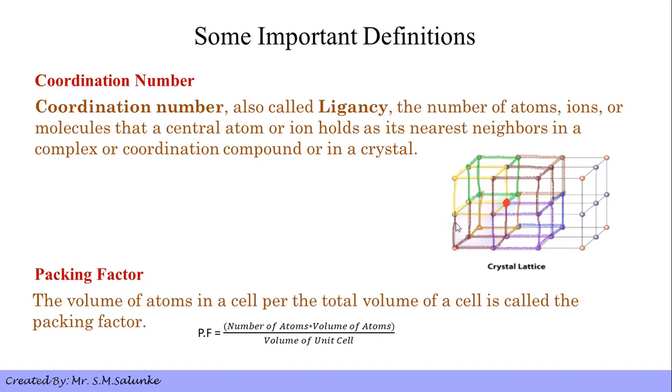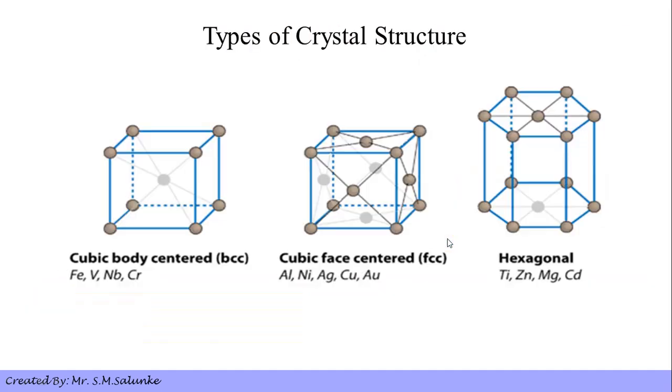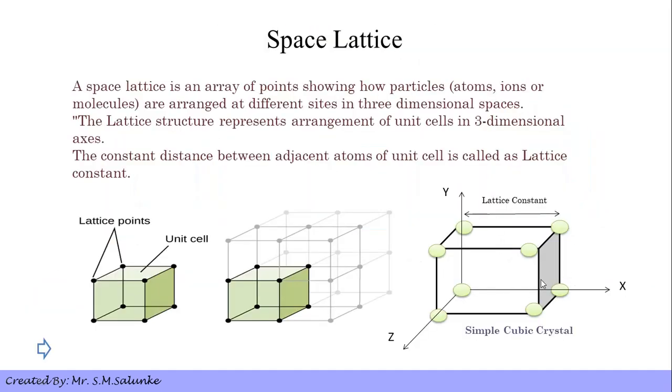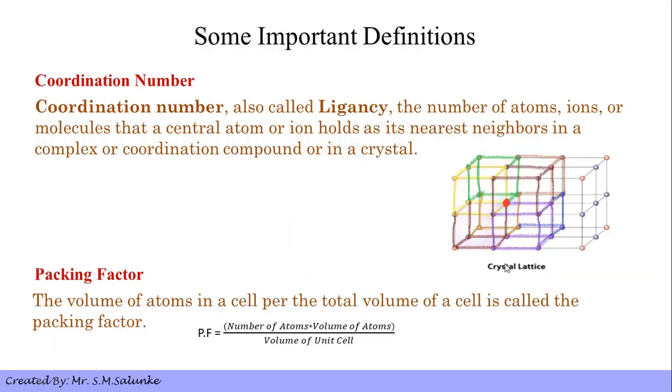So each atom is considered as a sphere, and for a sphere the formula of volume is 4 by 3 pi r cube, where r is the radius of sphere, divided by volume of unit cell. As we have discussed, the unit cell for us is a simple cube, or a cubic structure, and for a cube the volume is the cube of its sides. So using this formula we can calculate the packing factor of any type of crystal structure.